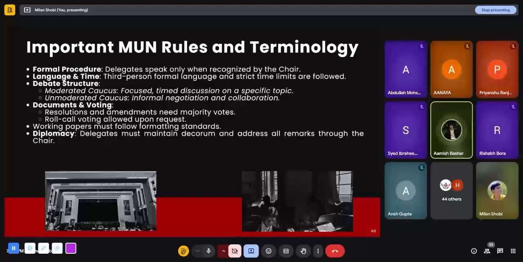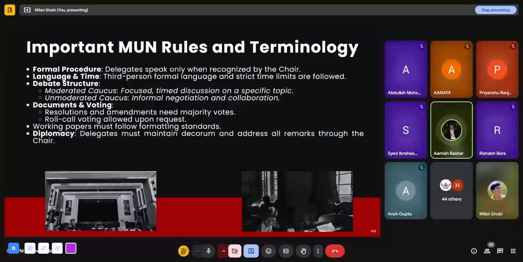Third, resolutions and amendments. A resolution is a document with solutions written by the delegates. Think of resolutions as your final output. If passed, they become the committee's official stance. In order to pass it, you need signatories, you need to present it, and you need a majority vote. Amendments allow you to make changes to a resolution by adding, removing, or rephrasing content.